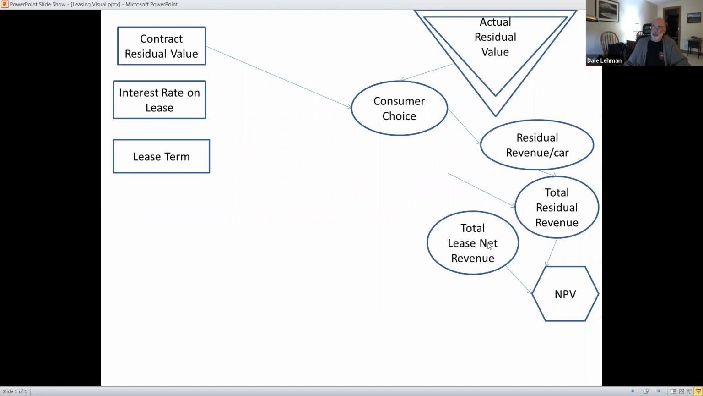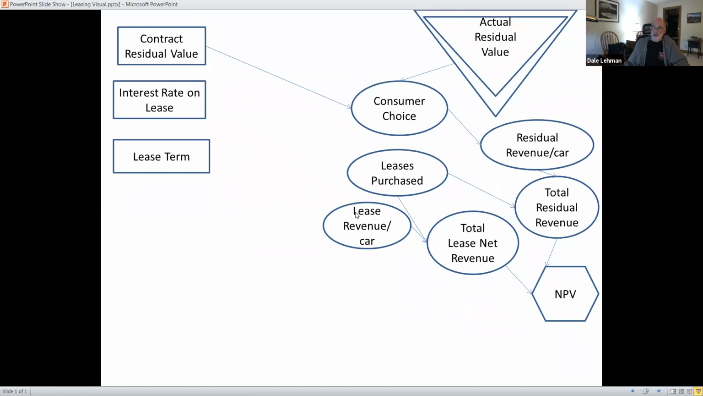The other source of revenue you get is from the leases. You actually make net revenue from leasing. It's actually a negative net revenue, as you'll see, because you have costs, but you're going to collect money during the lease from payments on their lease. You get lease revenue for each car, and you need the total leases purchased. If you multiply those two together, you'll get the total lease net revenue, and you'll notice the total leases purchased is also used to get the total residual revenue, because we have a residual revenue per car. If you multiply that by how many leases, we get the total residual revenue.